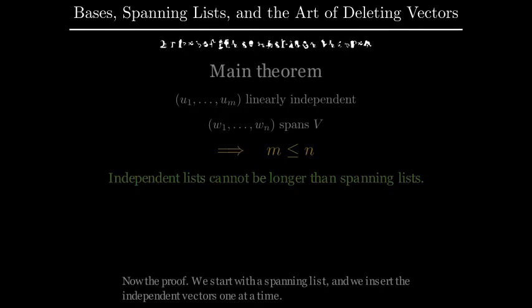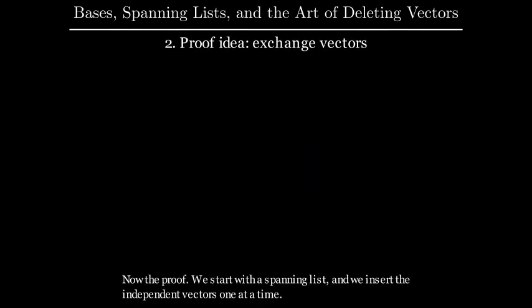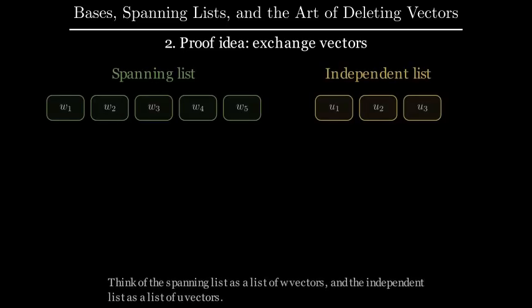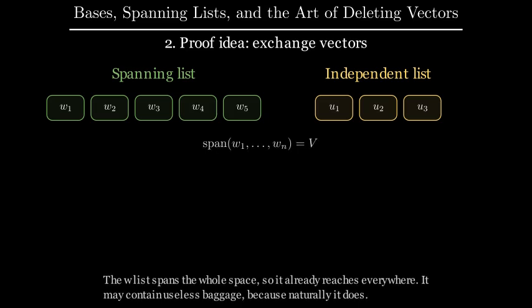Now the proof. We start with a spanning list, and we insert the independent vectors one at a time. Think of the spanning list as a list of w vectors, and the independent list as a list of u vectors. The w list spans the whole space, so it already reaches everywhere. It may contain useless baggage, because naturally it does.